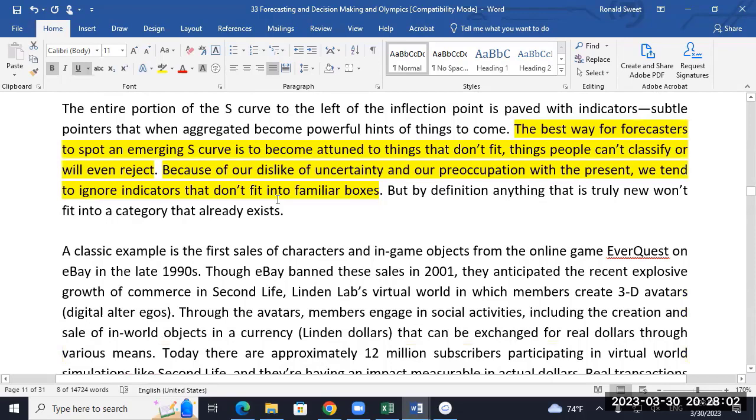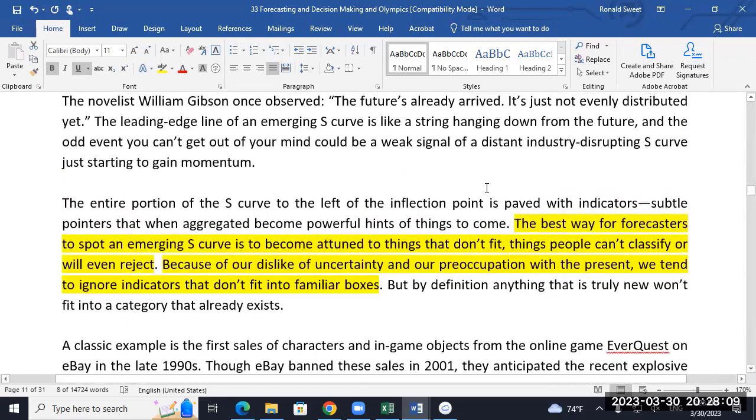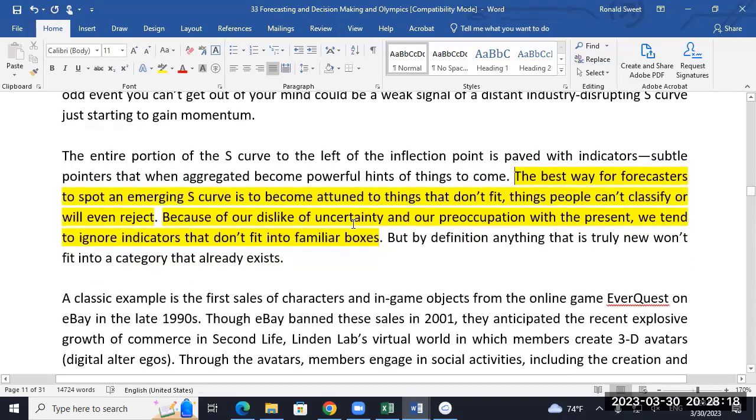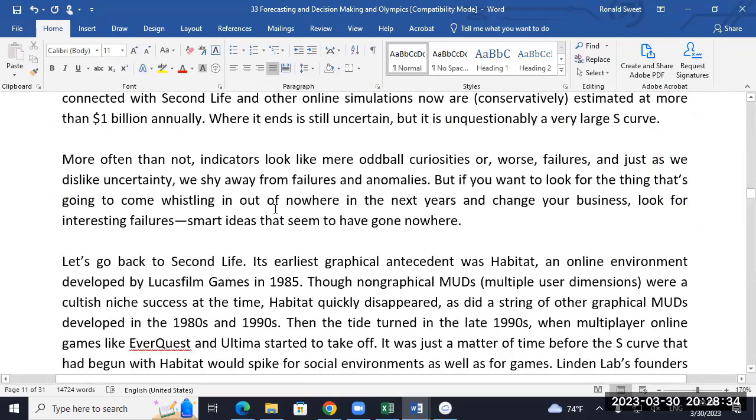Because as a forecaster, we mentioned last class, we tend to invest our egos into our forecasts. And what he is saying is to actually seek out things that contradict your forecast. The best way for forecasters to spot an S-curve is become attuned to things that don't fit what you're thinking. Our dislike for uncertainty, we tend to throw out stuff that contradicts what we're thinking. And you should be seeking those out. When you see something that's inconsistent with what I'm forecasting, most of us will just say, that's not important, but we should actually seek that out.